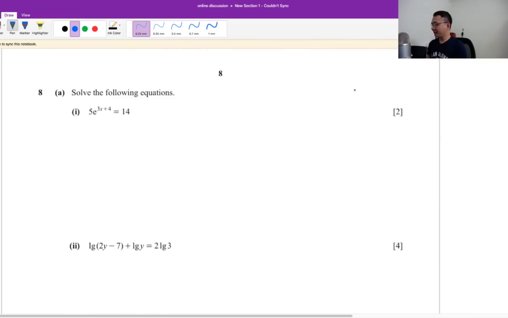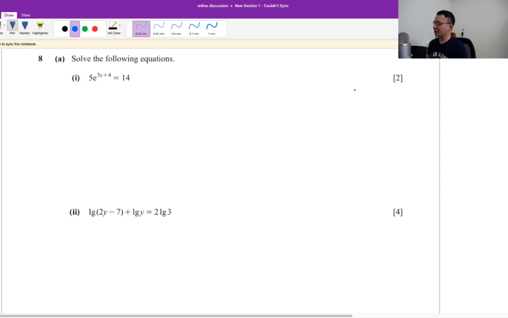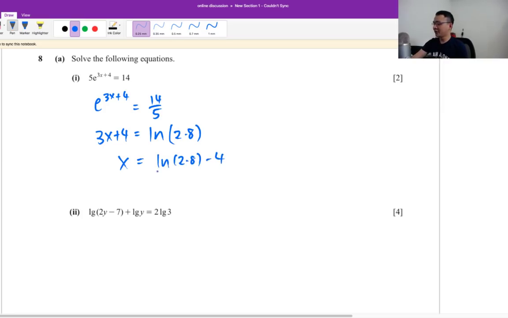Alright, go to number 8. Solve the following equation. In order to solve this equation in just 2 marks, the first thing is definitely we will move the 5 to the other side, divide by 5. And then the next thing is I will move the e to the other side. e moved to the other side will give me ln. 14 will give me 2.8. Then I can get my x easily. x is ln 2.8 minus 4 divided by 3. And then you type into your calculator, you should be able to get the answer easily, which is negative 0.99.